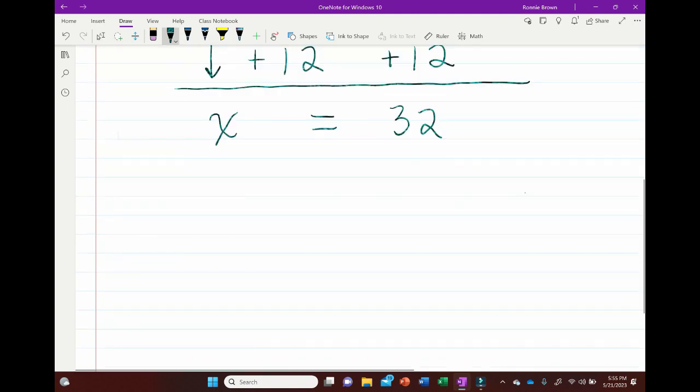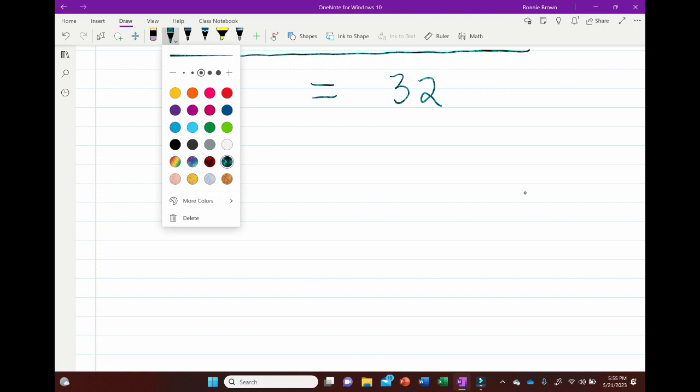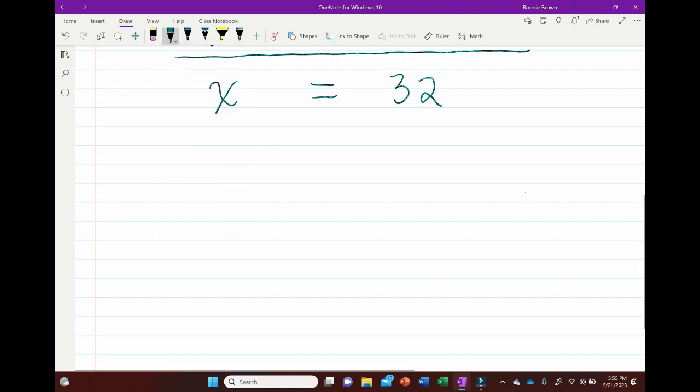Okay, if we try another one, let's say we have y. I'll use a different variable this time. We'll use y is equal to, let's keep it on the left, I suppose. y plus some value, we'll say plus 6 is equal to, let's make it 15.